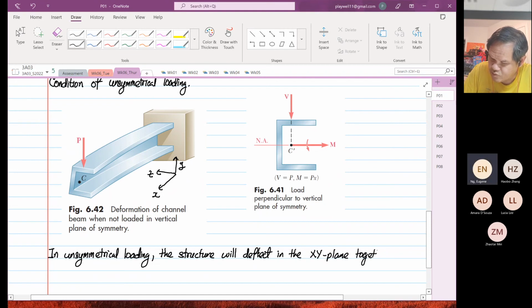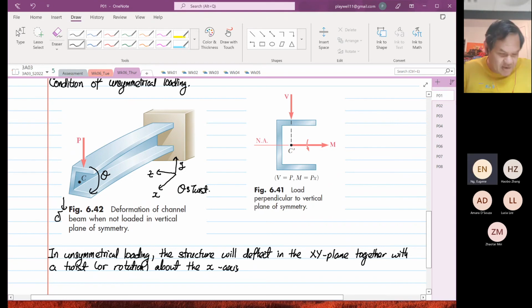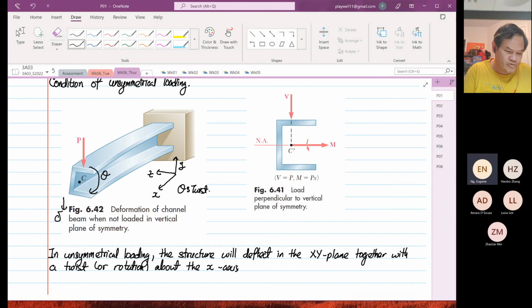together with a twist, or rotation about the X axis. So we have a deflection coming down, and you can also see we have a rotation by the angle theta. Theta is the twist. So why is that happening? Why do we see a twist?